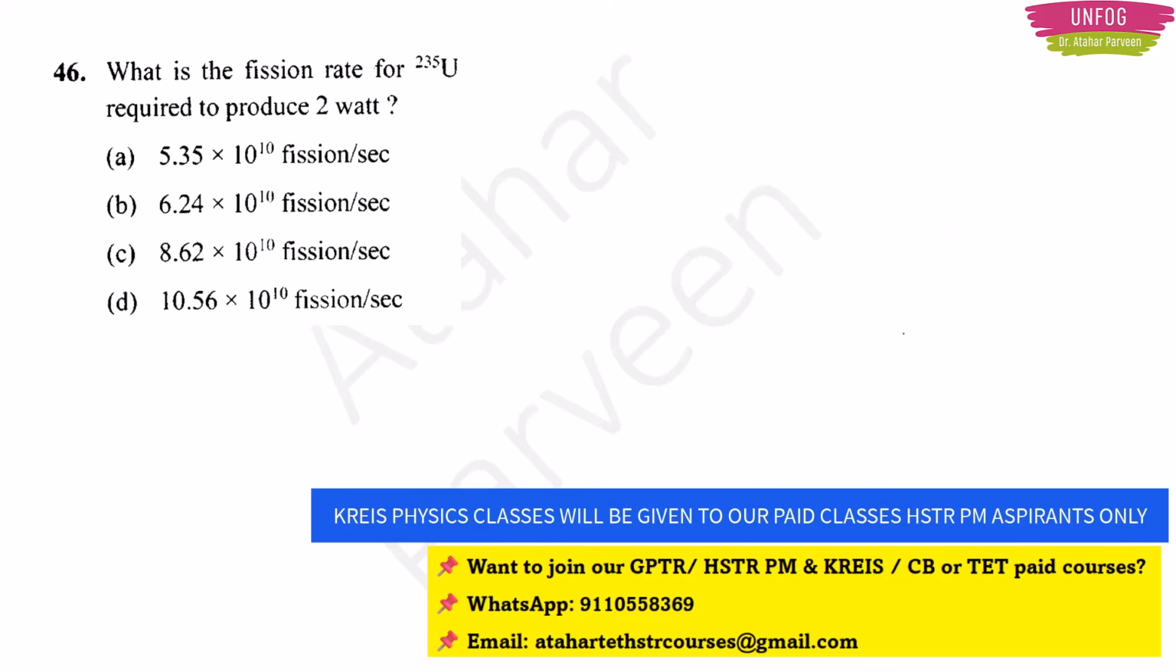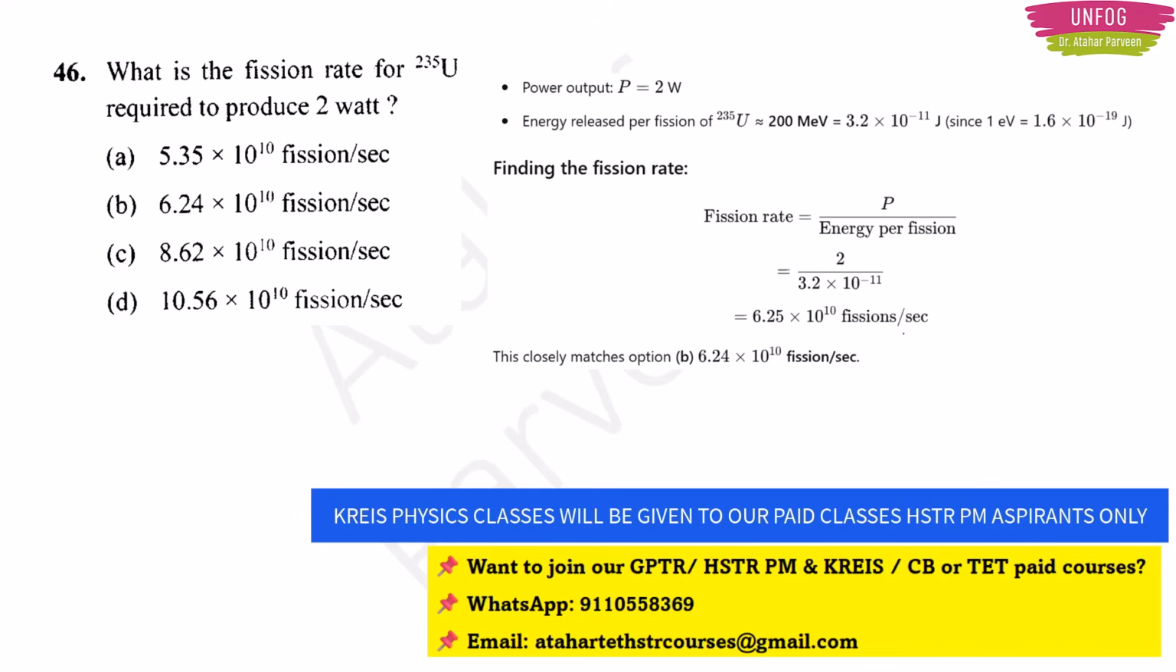Next question. What is the fission rate for uranium-235 required to produce 2 watt? So this involves our fission rate, which is equal to power by energy per fission. We have actually derived this energy per fission in our class, and aspirants who have watched our class will clearly be knowing that this energy per fission can be taken as a constant, 3.2 into 10 to the minus 11. So that value, just you have to divide by whatever the power they are giving in the question. If they are giving power as 2 watt, divide by 2. If they give 100 watt, divide by 100. You will get the answer. Okay. So here option B will be the correct answer.